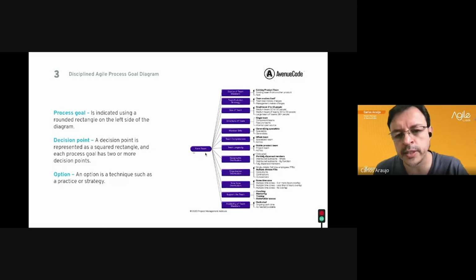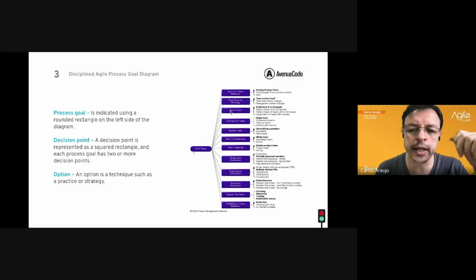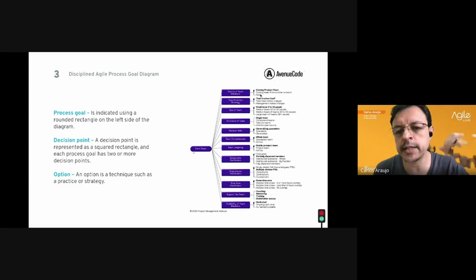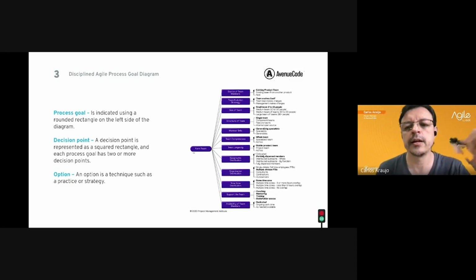And then to form a team, we can work, for example, on the source of the team members. We can look at the size of the team, the structure of the team. What do we need to know about that? Then we have options. An option is a technique such as a practice or strategy. For example, for the source of team members: an existing product team, an existing team from another product, or a new team. Then we can decide which option we are going to take, and then we're going to see the trade-offs of this option.